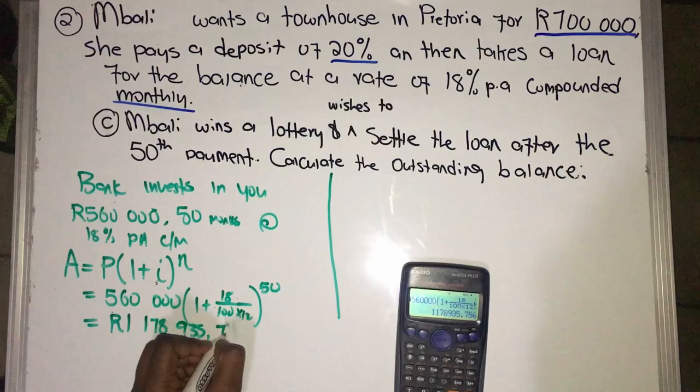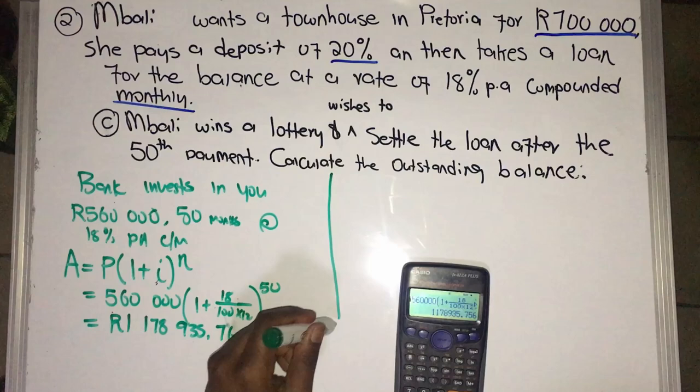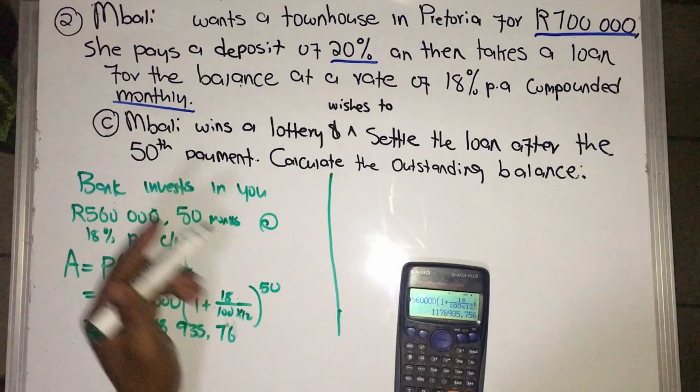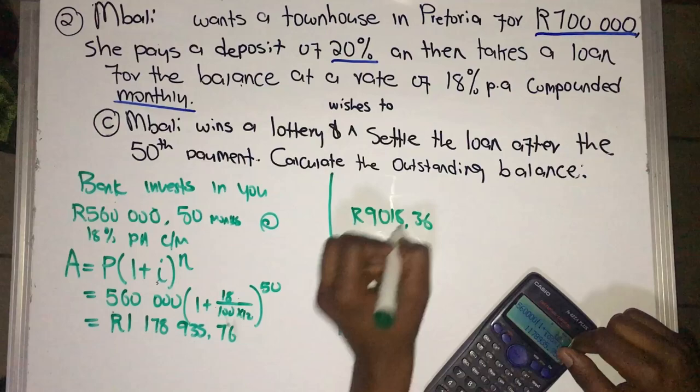Okay, so the bank gave Mbali 560,000 50 months ago at this interest, so she owes about 1.1 million rands. And then Mbali says, I hear you, but it is not 1.1 million rands because I've been paying regular monthly installments of 9,018 rands 36.